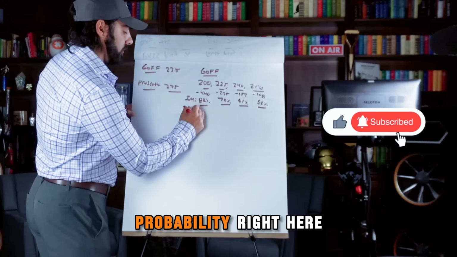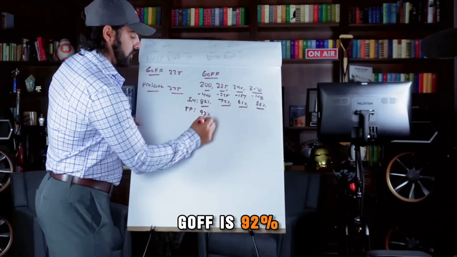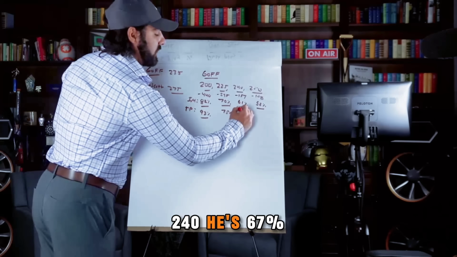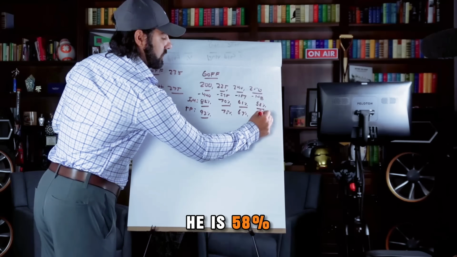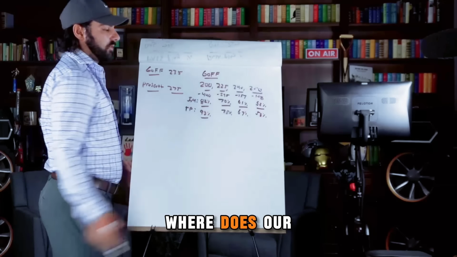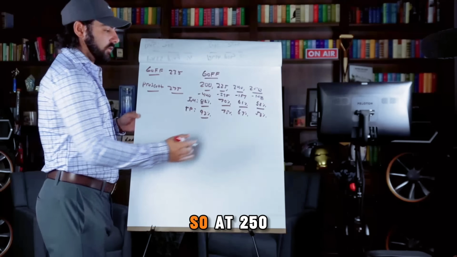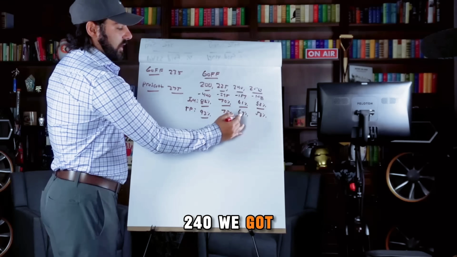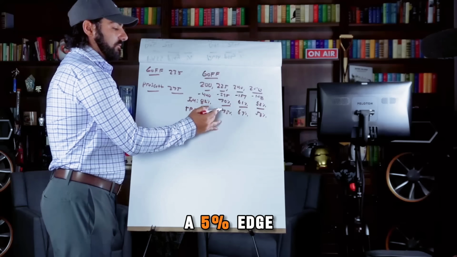So let's mark our true probability right here. At 200, Goff is 92% true probability. At 225, he is 75%. At 240, he's 67%. And at 250, he is 58%. So let's take a look at where our edge actually has the highest opportunity. At 250, we got a 6% edge. At 240, we got a 6% edge again. At 225, we're going down now. Now we got a 5% edge.